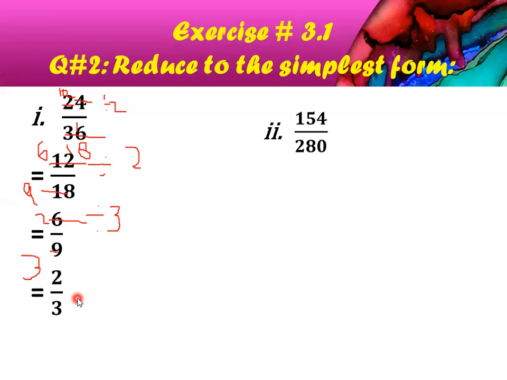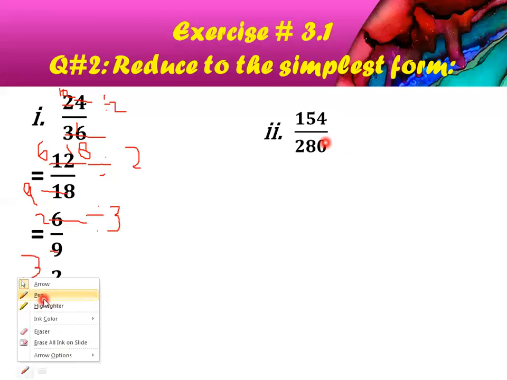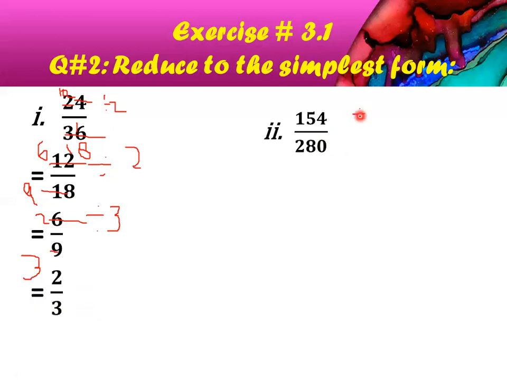Next you have 154 upon 280. Again you have to choose a number that can divide the numerator as well as your denominator, that is 154 divided by 280. So I'm going to divide this number again with 2. I will write it here, 2 into 7 will be 14. 1 will be carried to here, so it will become 14. And again 2 into 7 will be 14.